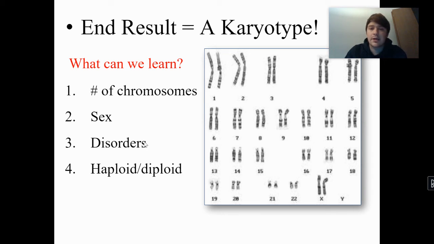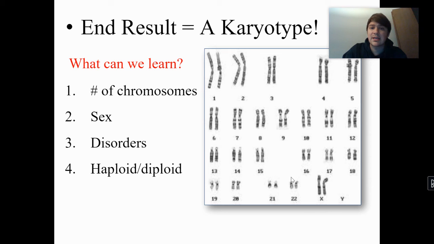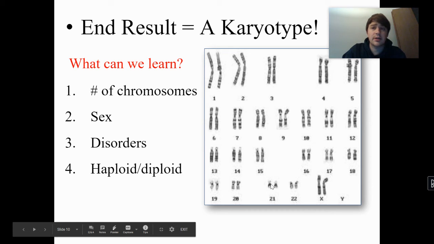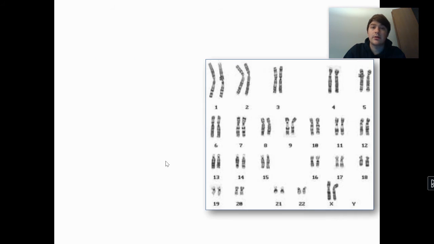Any disorders, we'll talk a little bit about what that looks like, but some of you maybe have heard of Down syndrome, trisomy 21, meaning 3. We have 3 chromosomes on the 21st set of chromosomes, so they would actually have 47 chromosomes. Haploid or diploid, this one's pretty easy. If there's 2 per pair, that's diploid, 1 per pair, that's haploid, so this is a diploid.